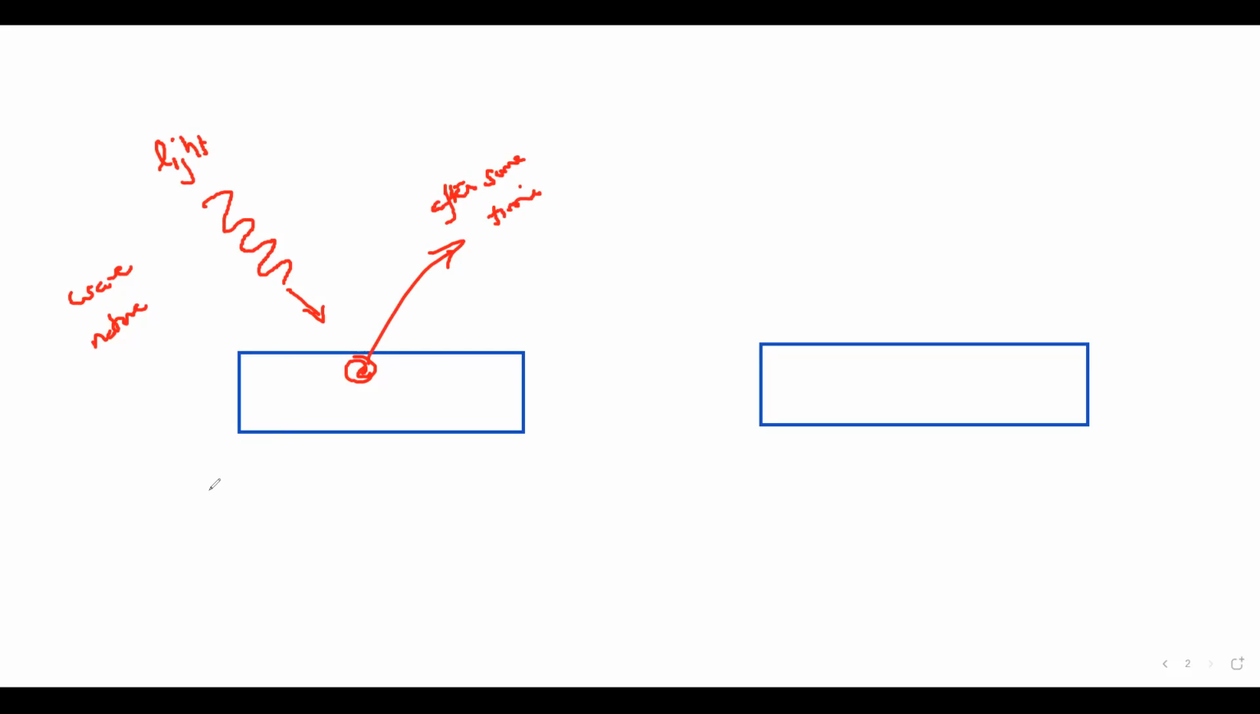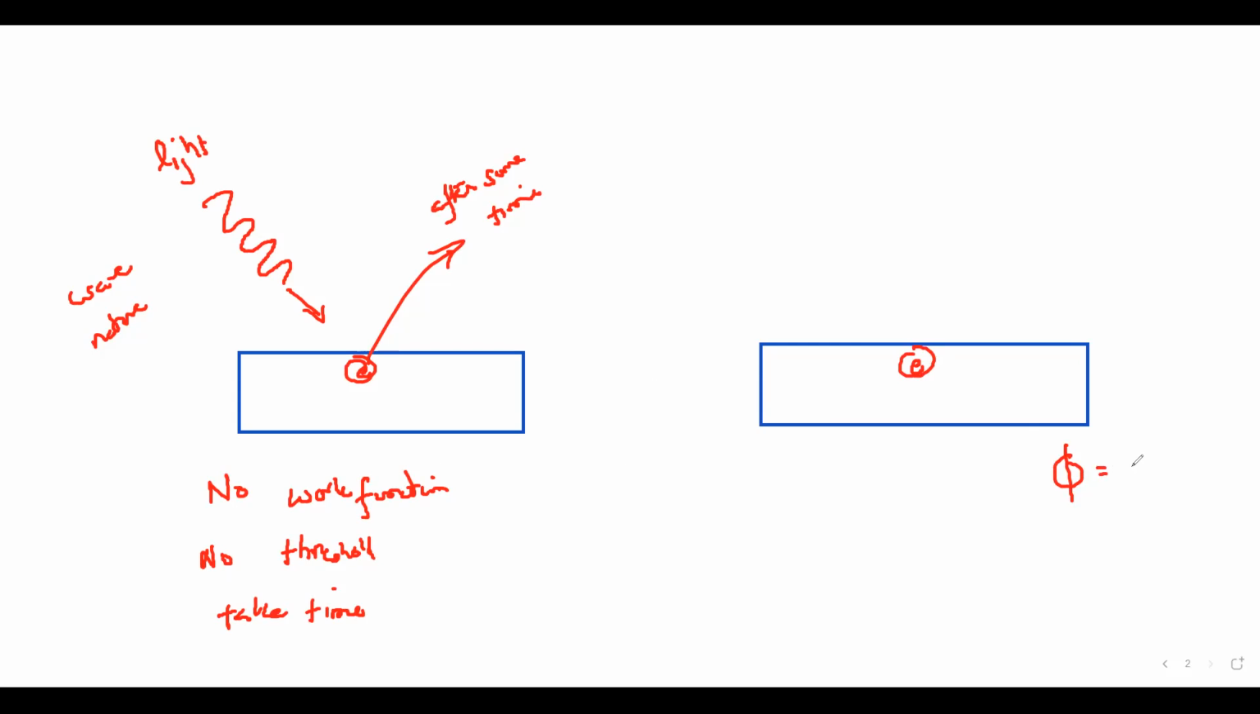But this does not happen. According to wave nature, there should be no work function, no minimum energy required. Any energy can remove the electron. There should be no threshold frequency, and the electron should take time to come out. That is according to the wave nature. But this does not happen. There is a work function, a minimum energy which the electron needs to come out. Not all energies can remove the electron.